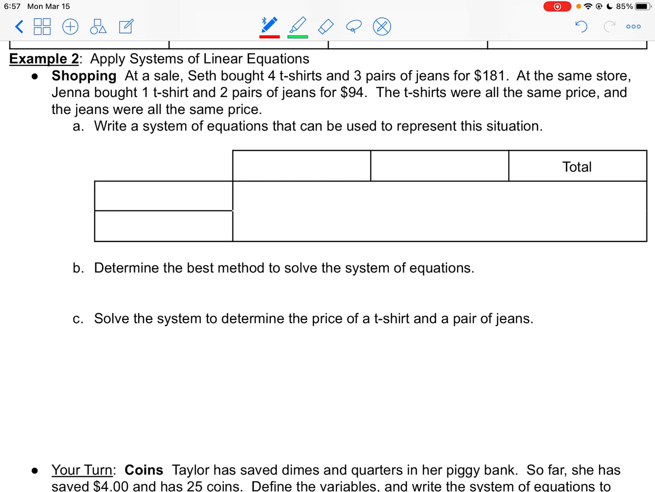So what I notice here is that I have 2 totals. I have that Seth spent $181 and that Jenna at the same store spent $94. And what both of them were buying were t-shirts and jeans.